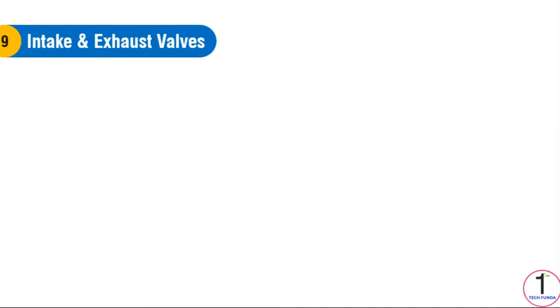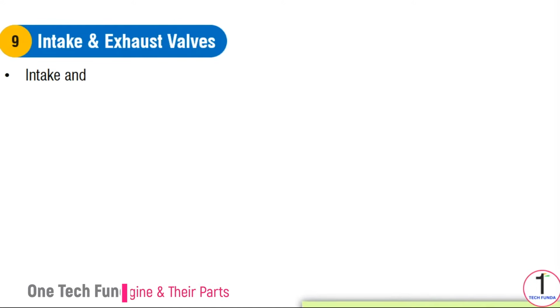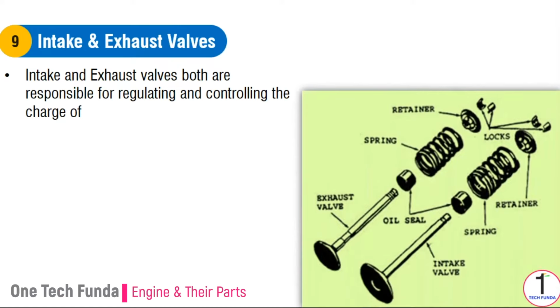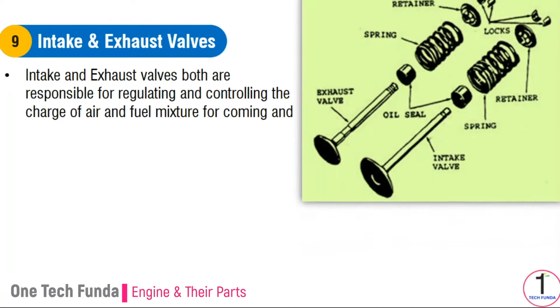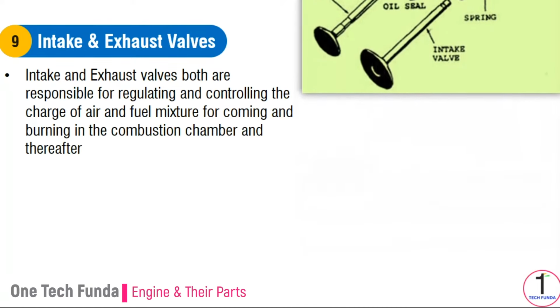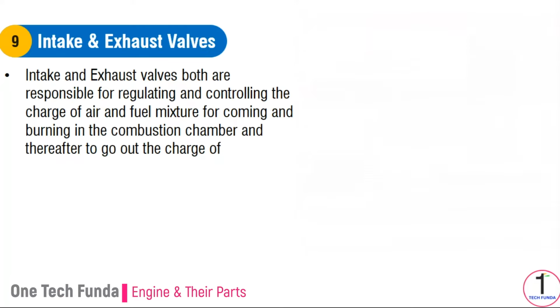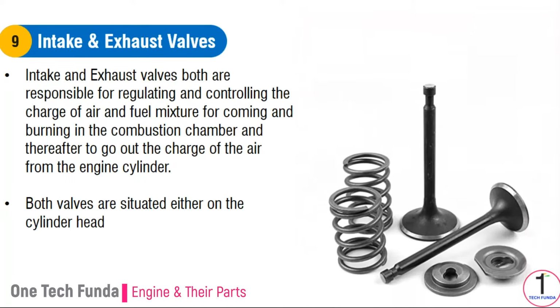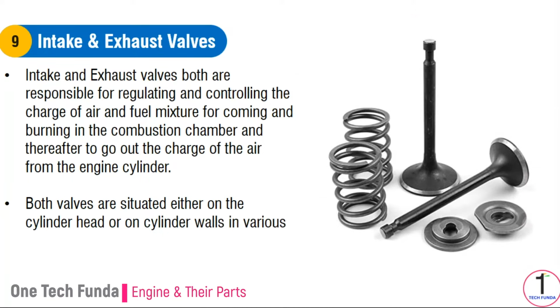Intake and exhaust valves. Intake and exhaust valves both are responsible for regulating and controlling the charge of air and fuel mixture coming in and burning in the combustion chamber, and thereafter going out, the charge of the air from the engine cylinder. Both valves are situated either on the cylinder head or on cylinder walls in various shapes. Generally mushroom shapes existed.